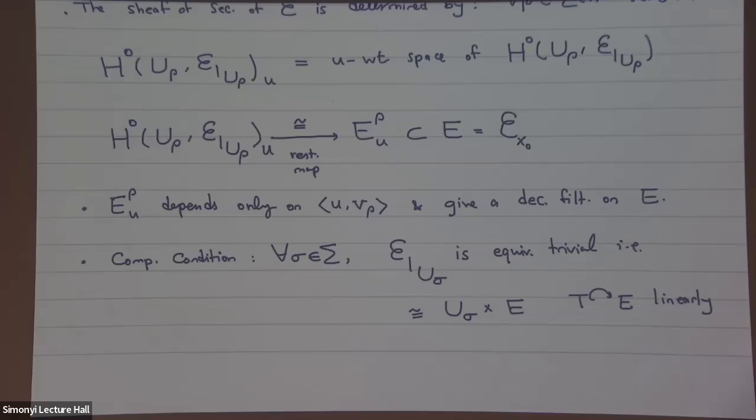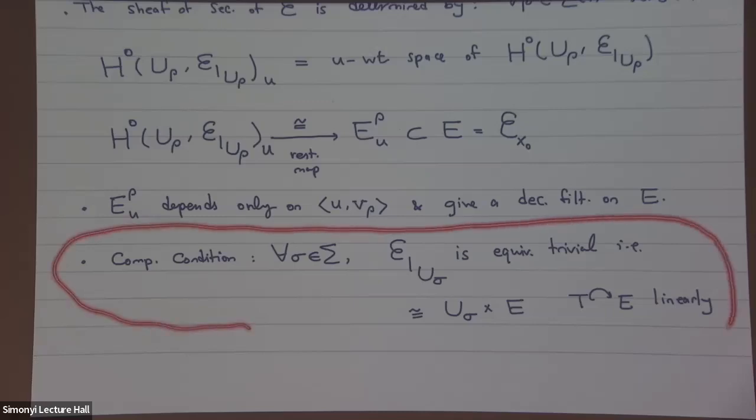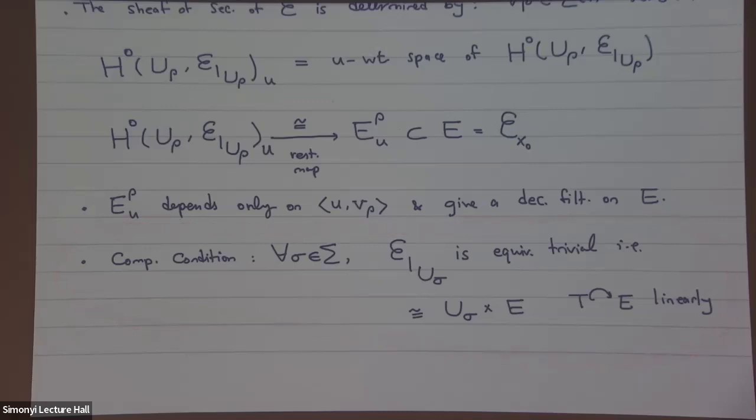Anyhow, the compatibility condition comes from a little lemma that your vector bundle restricted to each affine chart is not only trivial, but it's equivariantly trivial. So it's isomorphic to a trivial bundle, and then the T action comes from a linear action of the torus on your vector space.